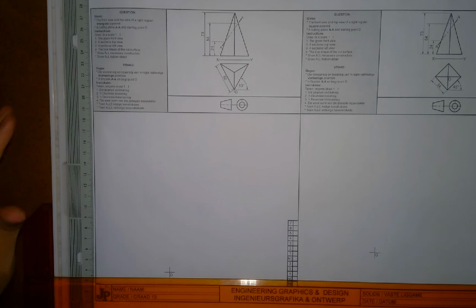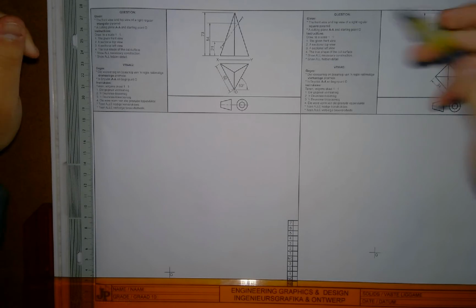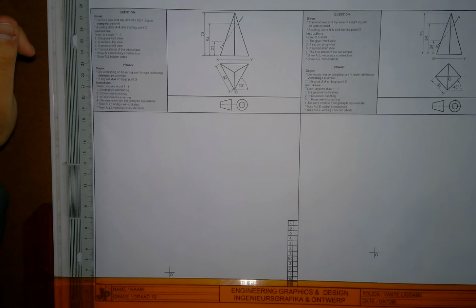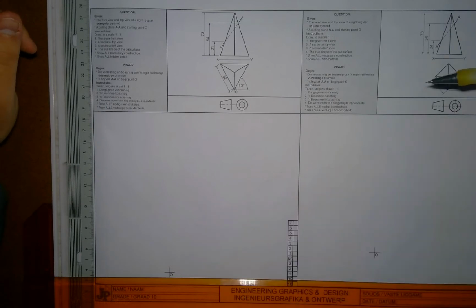So, first of all, we have the question over there. It says the front view and the top view of a right regular triangular pyramid. A cutting plane of AA. So if you look over there, we have the cutting plane AA. And starting point O, which is over there. Alright? Then we have the instructions.